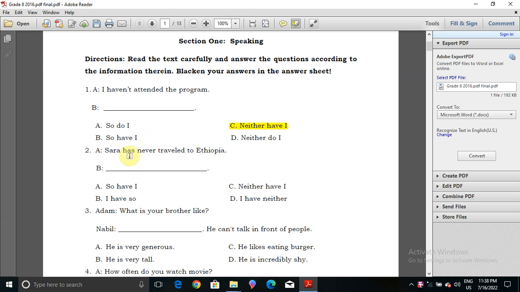And here it says "has." But when we convert it to "I," it will be "have." So that means "neither have I." That means the answer for question number 2 will be choice C.